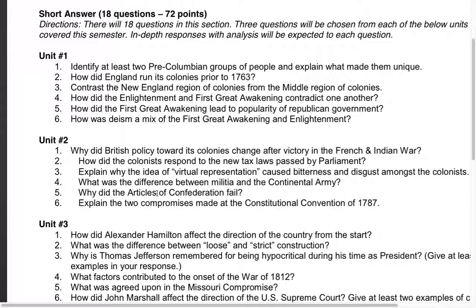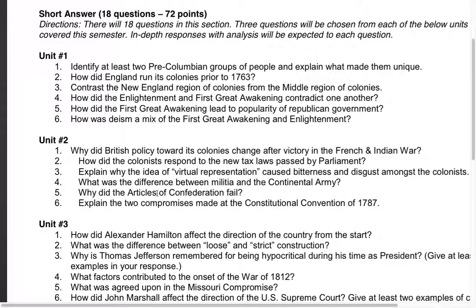For number 5, how did the First Great Awakening lead to popularity of Republican government? First Great Awakening got more people involved in church, and Republican government was where people elected leaders to represent them. So as more people get involved in their church services, that leads to a higher involvement in government, because at the time, church and government tended to be mixed.